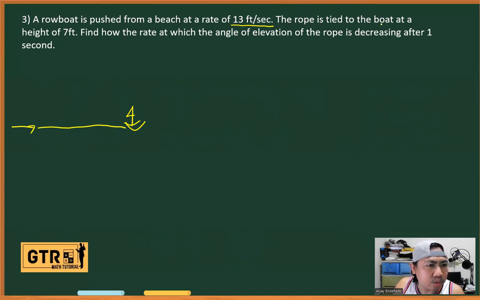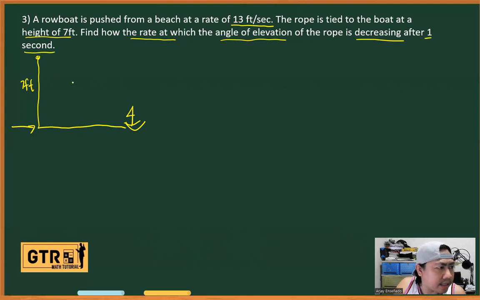The rope is tied to the boat at a height of 7 feet. Nakatali si boat at a height of 7 feet. So ito yung beach nasa ilalim, no? So tapos nakatali daw at the height of 7 feet. So ito yung 7 feet. So question, dito siya nakatali kunwari. So find the rate at which the angle of elevation. So angle of elevation, may trigonometric function tayo dito. Find the rate at which the angle of elevation of the rope is decreasing after 1 second. So ito yung angle of elevation natin. So this is angle of elevation. So we have theta.